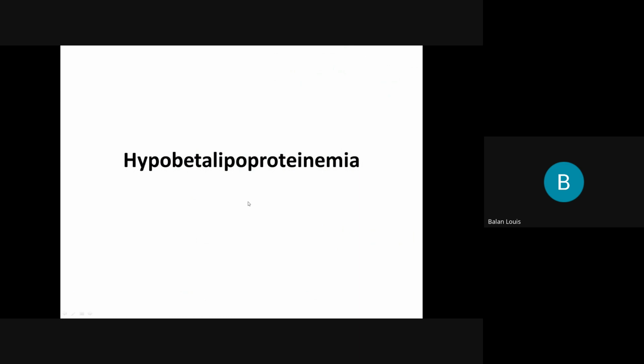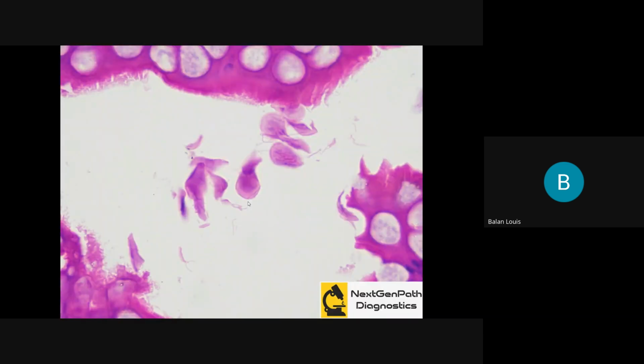So these patients again are usually young patients. They present with chronic diarrhea. Unless carefully looked for, this condition may be missed. So this is again another condition as a cause of chronic diarrhea.